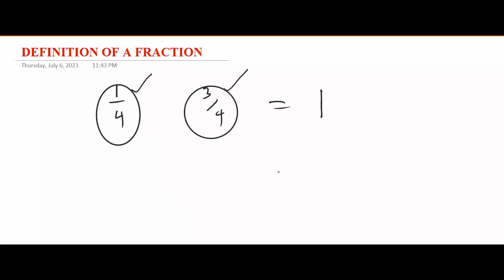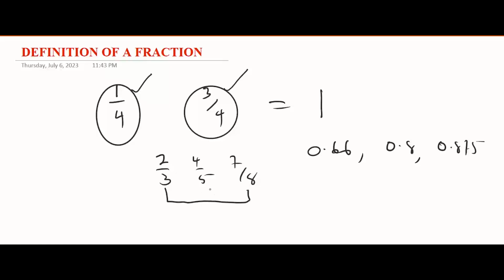A fraction could either be vulgar, that is 2/3, 4/5, 7/8, or decimal, e.g. 0.66, 0.8, 0.875. Fractions of this type are referred to as vulgar fractions, while fractions of this type are referred to as decimal fractions.